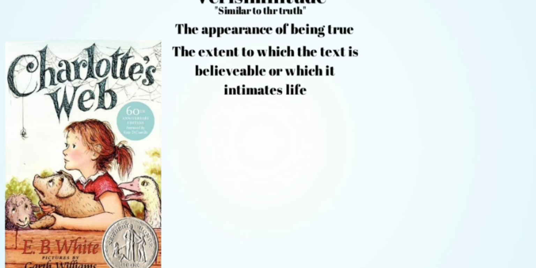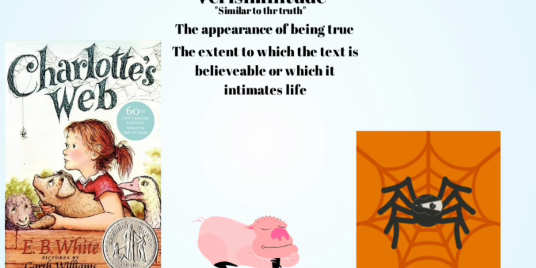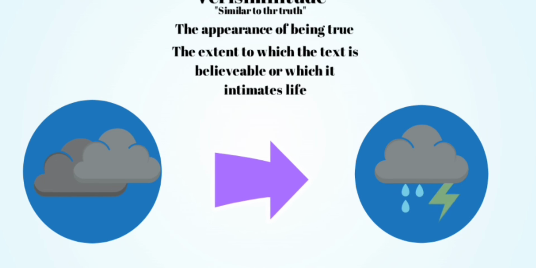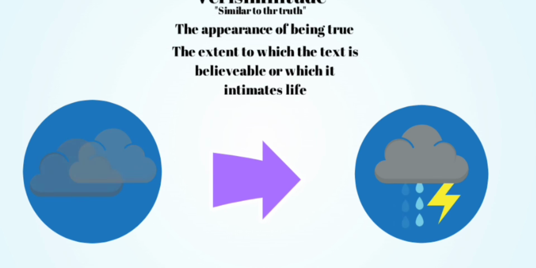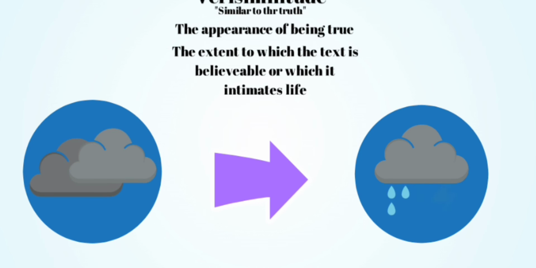Charlotte's Web is a good example since everything is real except for the fact that the pig and spider talk to each other. A good film example would be if the beginning of the story was cloudy and dark, then by the end it's starting to rain. This is a simple yet important example of verisimilitude. If you are writing a story and it mentions storm clouds, a storm must follow. When creating a believable story, even the smallest detail matters.